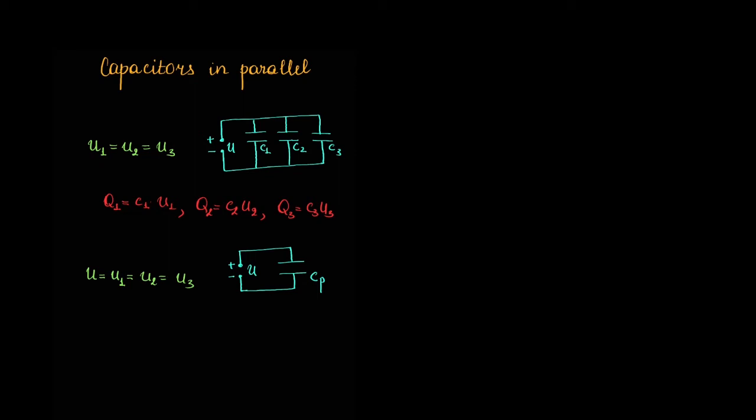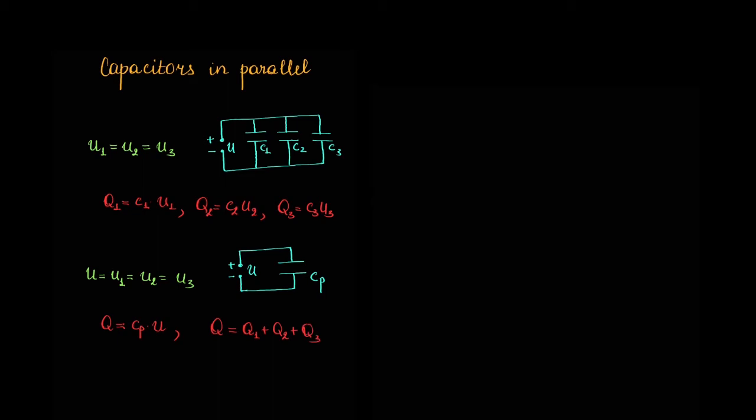And let's say that the total charge on this equivalent capacitor, let's denote it with the letter Q, is just the capacitance of this equivalent capacitor, which is Cp, multiplied by the voltage across its plates, which is just U, right? And this total charge Q is the sum of the individual charges on each capacitor. So it is just Q1 plus Q2 plus Q3.